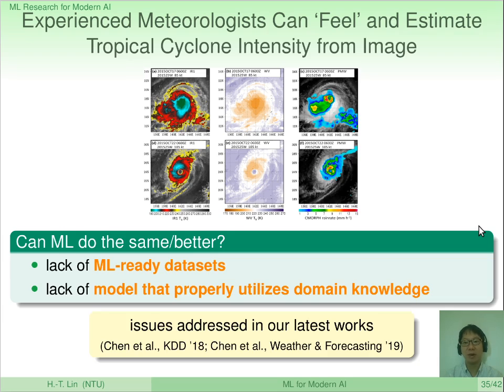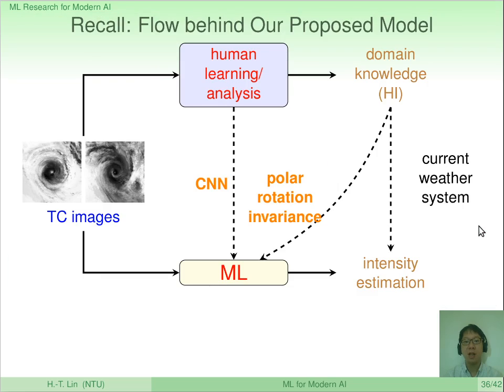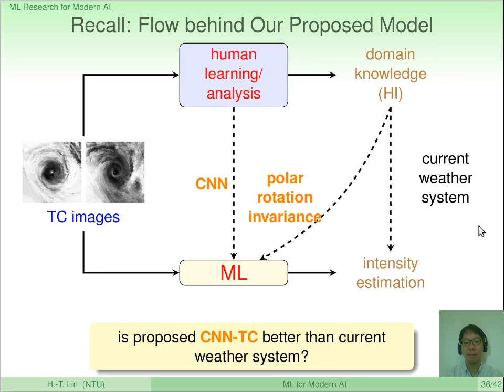And we had works in KDD, the computer science conference, and works in the Weather and Forecasting journal. And what we did was the two I showed you. There's the convolutional neural network for mimicking how humans look at images. There's the rotation invariance borrowed from the domain knowledge in our machine learning model.